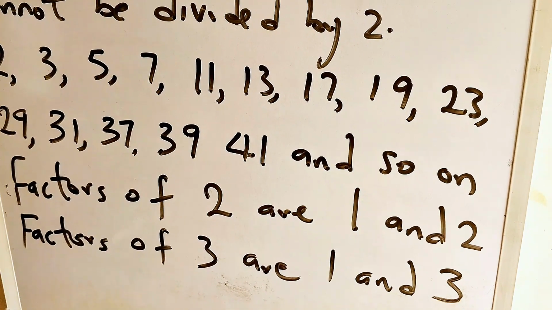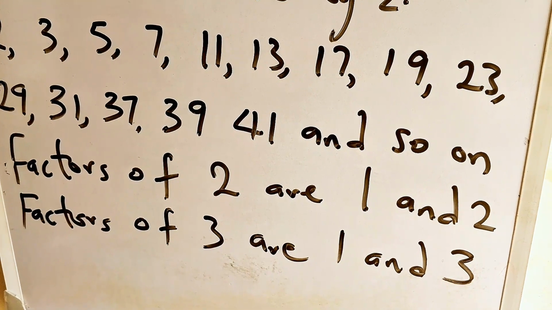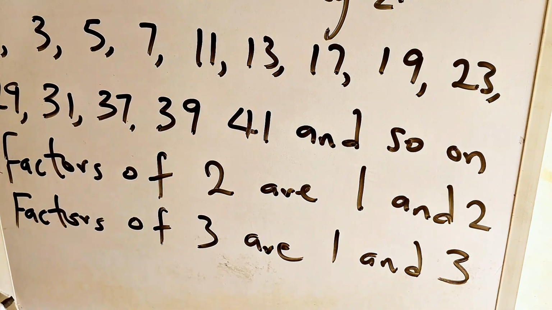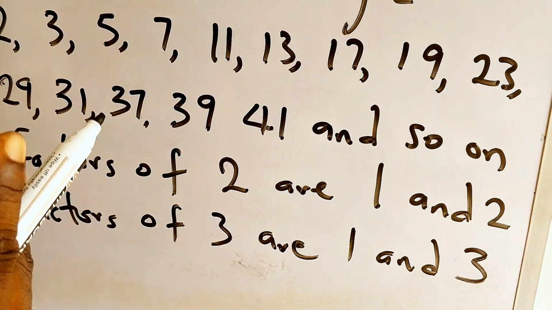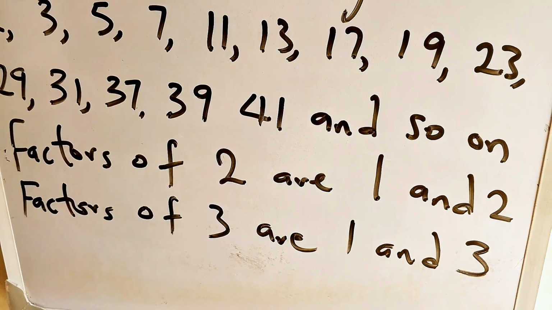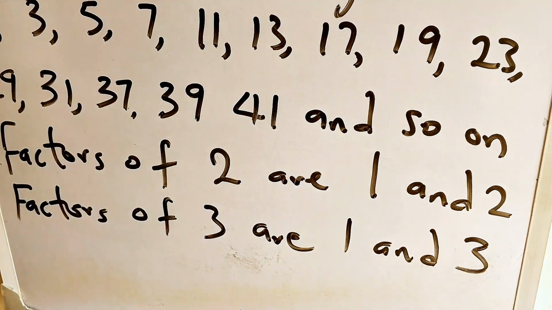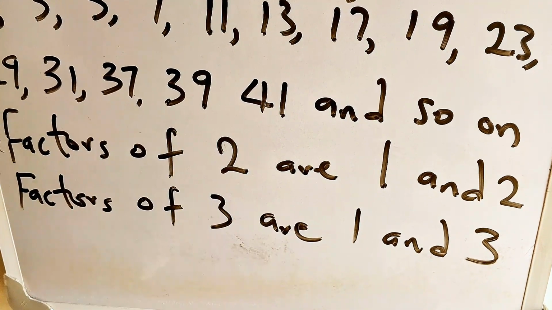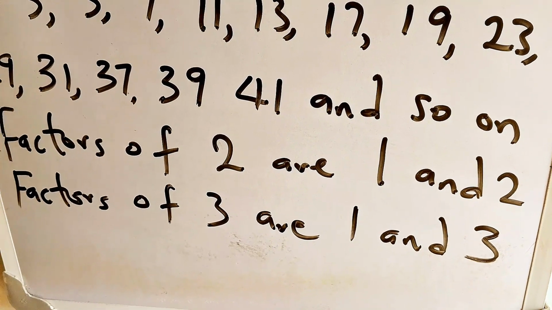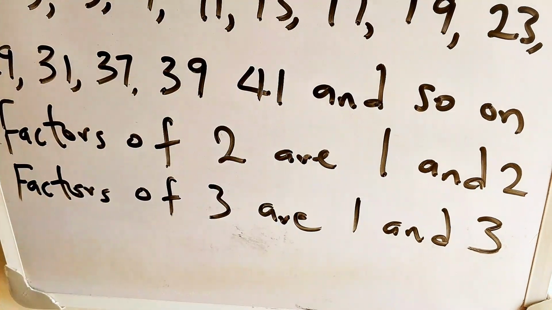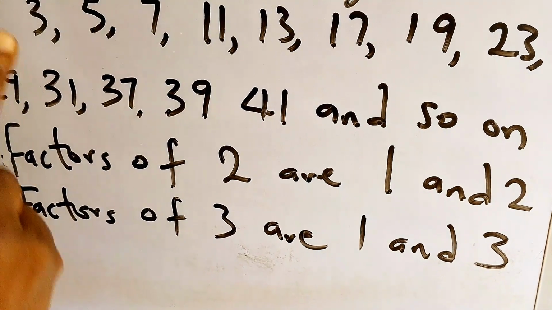Someone may want to ask, what is the difference between a prime number and an odd number? The difference between a prime number and an odd number is that prime numbers have only two factors. But odd numbers are composite numbers. They have more than two factors. For example, let's look at 9. 9 has 3 factors, which are 1, 3, and 9. But prime numbers only have just two factors, 1 and itself.